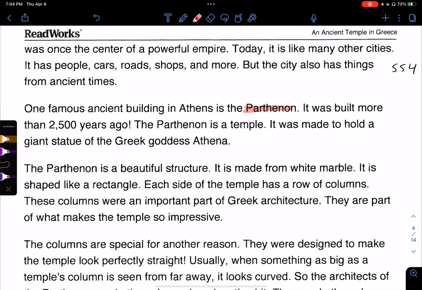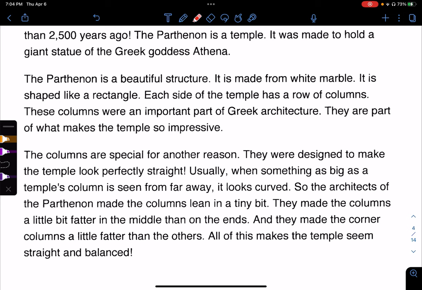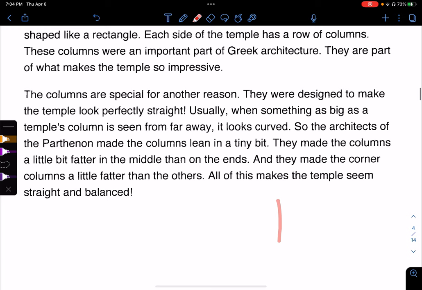The Parthenon is a temple. It was made to hold a giant statue of the Greek goddess Athena. The Parthenon is a beautiful structure. That's an opinion, right? It is made from white marble. It is shaped like a rectangle. So it's shaped like this. Each side of the temple has rows of columns. So columns, columns, columns, right? And the front two in the back. They are part of what makes the temple so impressive.